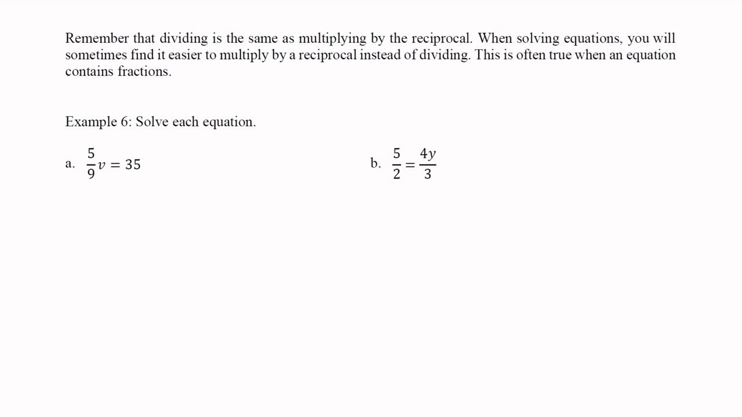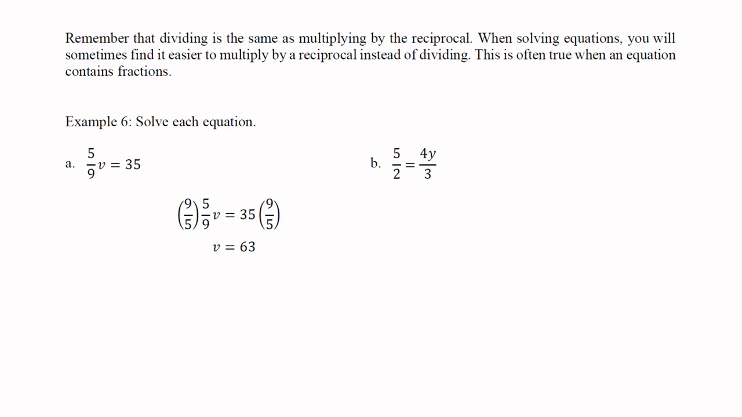So, for A here, we have 5/9 times v equals 35. To divide each side by 5/9 is the same as multiplying by 9/5. We multiply by the reciprocal. On the left-hand side, the 9's cancel because you have one on the top and one on the bottom. The 5's cancel because you have one on the top and one on the bottom, leaving just v on the left-hand side. On the right-hand side, you can do 35 divided by 5, which is 7, and then 7 times 9 gives you 63.